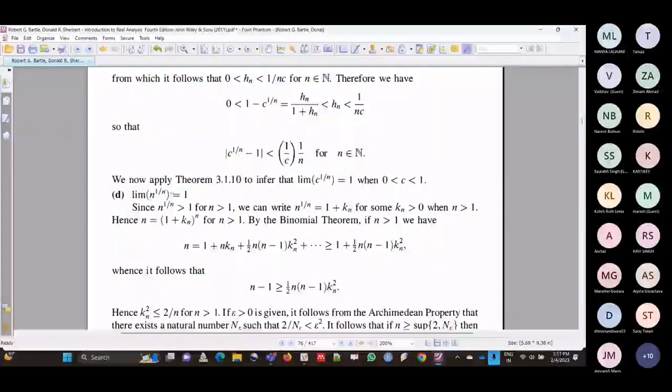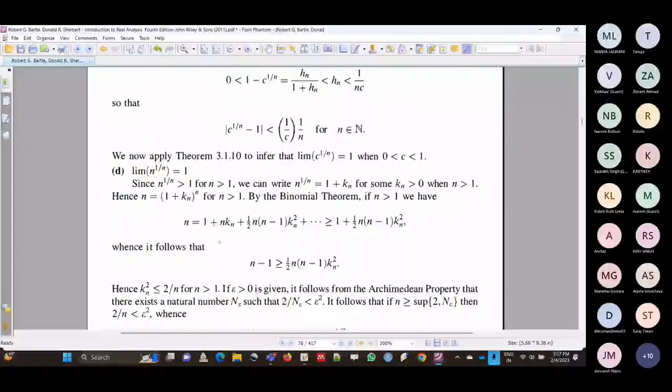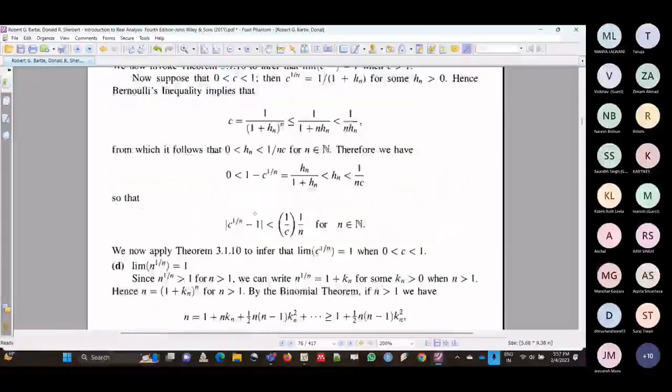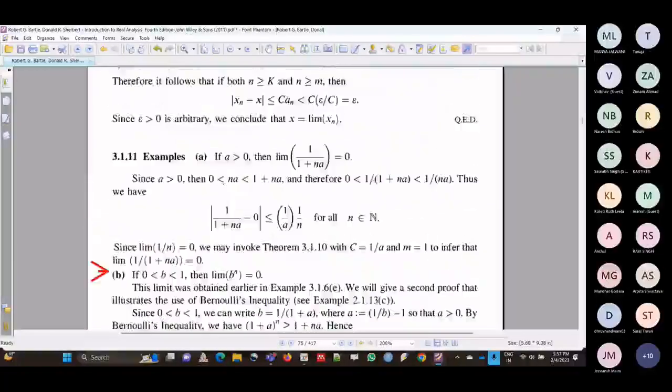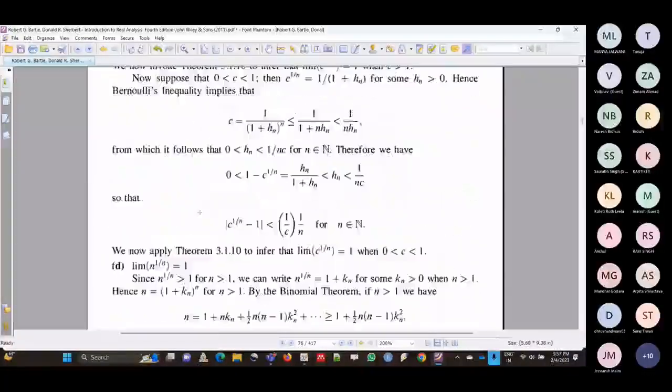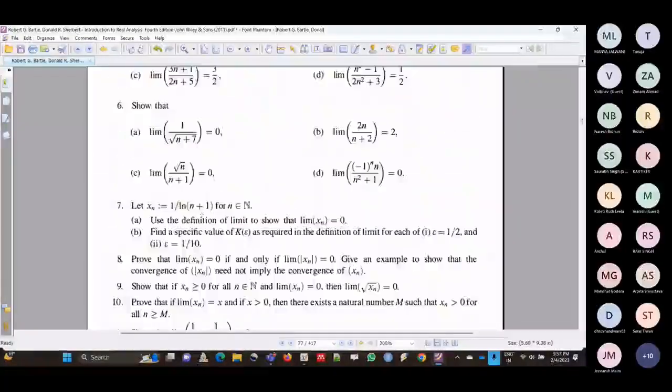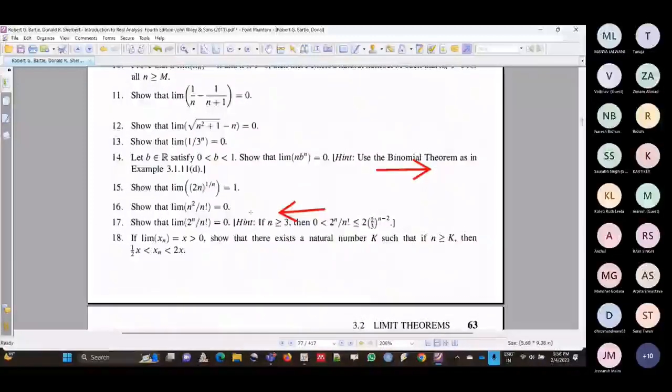Limit of n to the power 1 upon n is equal to 1. So this is very important, and this is also solved here. So I recommend you please practice all these questions. With the help of Example 3.1.11D, you can solve those problems also. Let us see which we can. 16th question maybe. Let us see these two parts, 14 and 15. You can do them with the help of 3.1.11D.